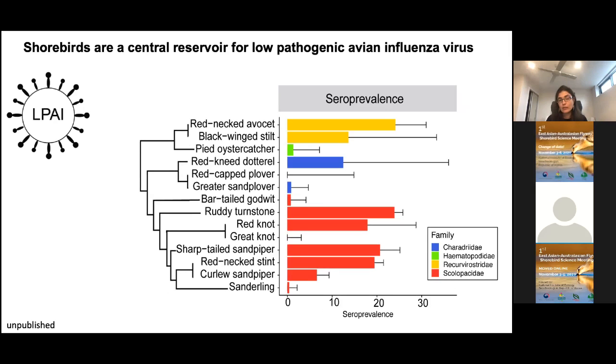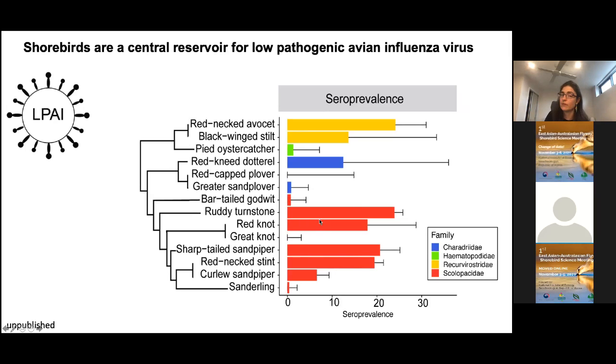So the plot is essentially the same as last time. The shorebird species here are listed the same as before. But the bars now show you the proportion of birds that have antibodies. So these are not birds that are infected now, but the proportion of birds that were infected in the past. So obviously the percentages here are much higher because rather than looking at a snapshot event, a short-term thing, we're looking at a longer-term thing.